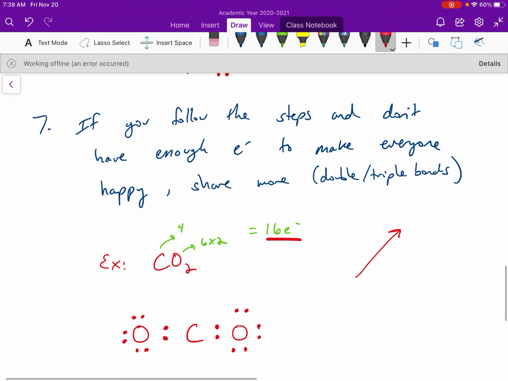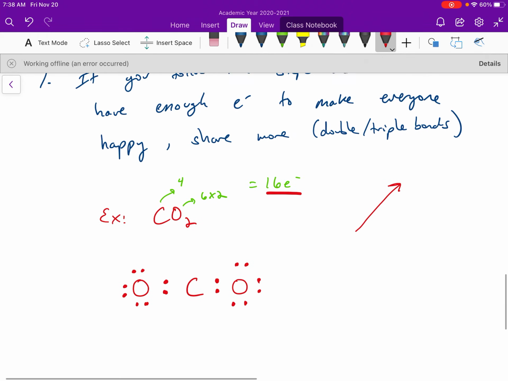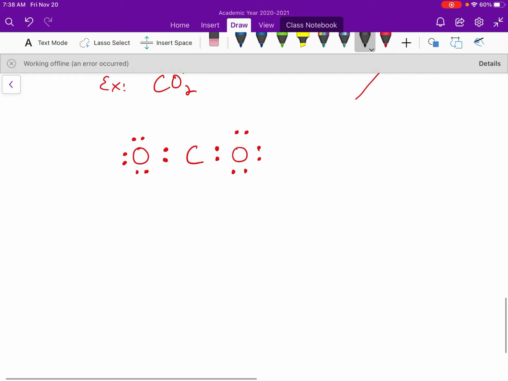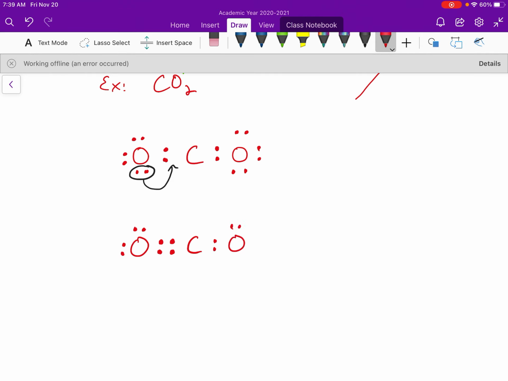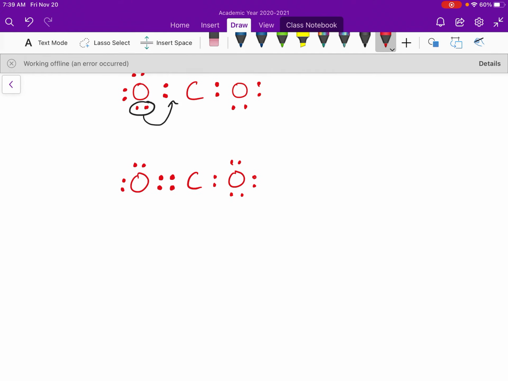So that comes down to our final step. If you follow all the steps and you don't have enough to make everyone happy, share more. So that's what we're going to do. I'm going to take these 2 that oxygen has on its own, and I'm going to put them in the middle. So that's going to make me have 4 in between the carbon there, and I still have these around the oxygen. And then I'm going to keep going with what I had over here. There we go. So I didn't add any more electrons, I just decided to share more.